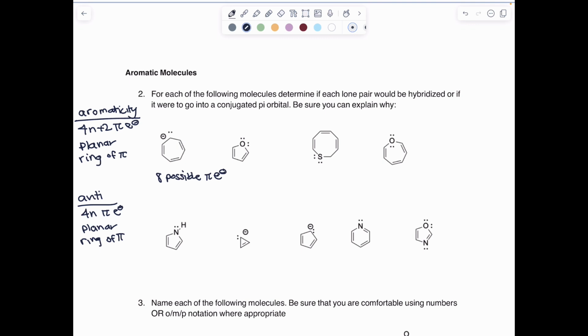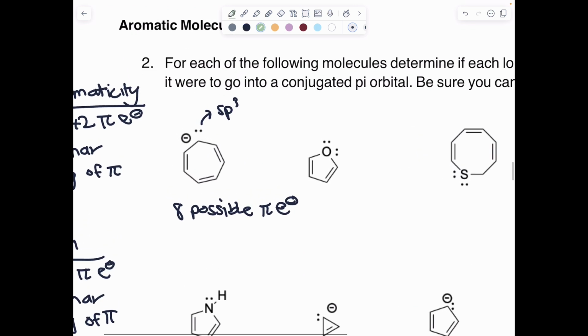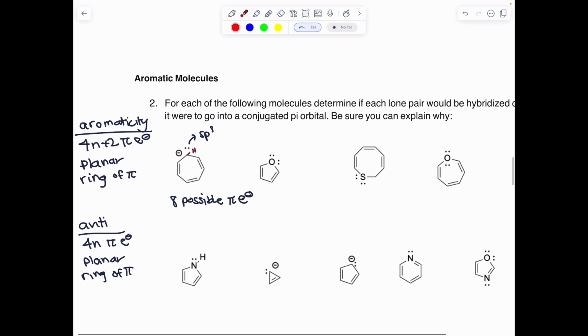And the way that we know it's an sp3 hybrid orbital is we're going to take a look at the electron domains on that carbon. We have 2 bonds that are drawn and 1 lone pair, and then we can assume because the formal charge is -1, there's going to be an implied hydrogen. So that makes 4 total electron domains, which is sp3.